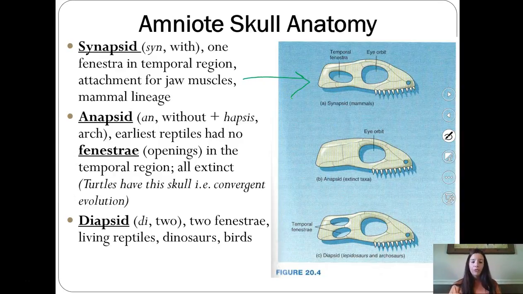You have anapsid, which are what the earliest reptiles had. So they didn't have any openings in the temporal region. And all extinct reptiles have this, except turtles do have this shell as well. We also have the diapsid skull, which is where reptiles, dinosaurs, and birds come in.